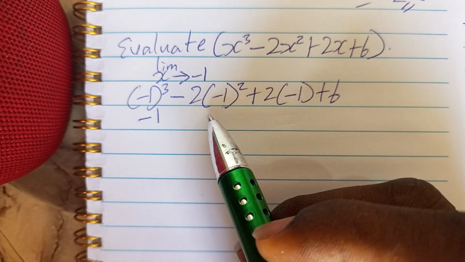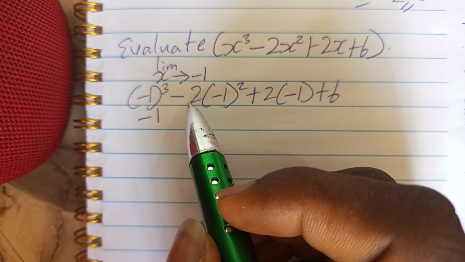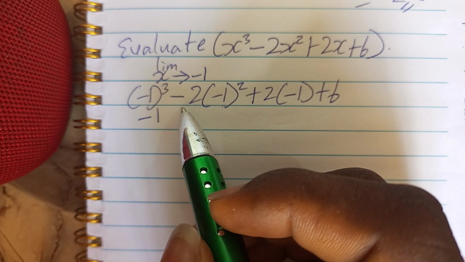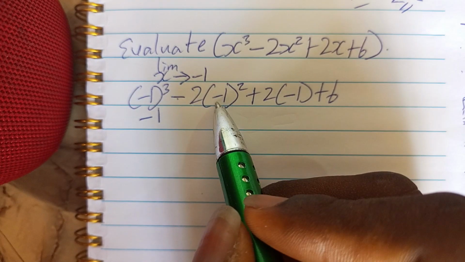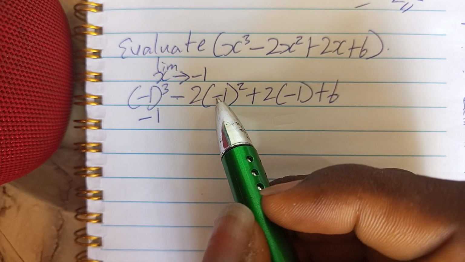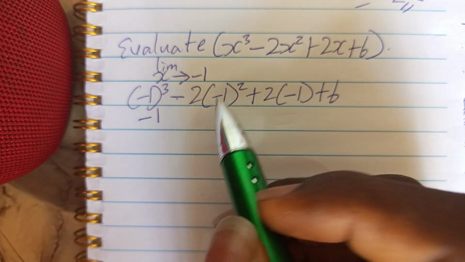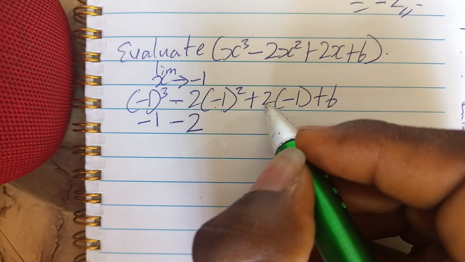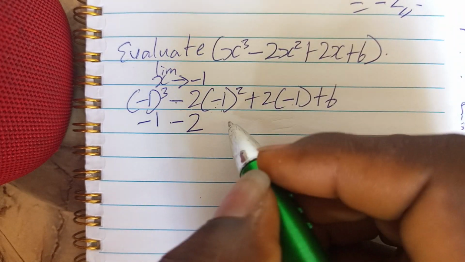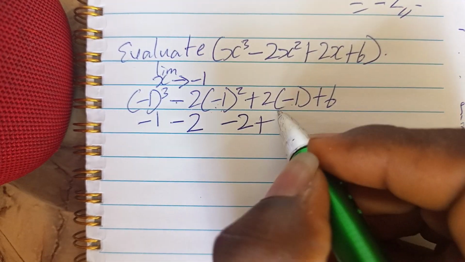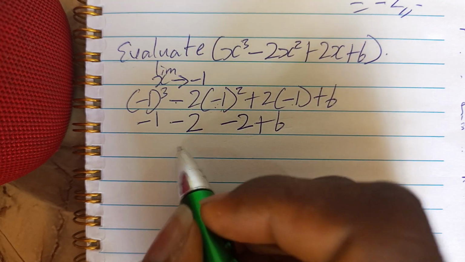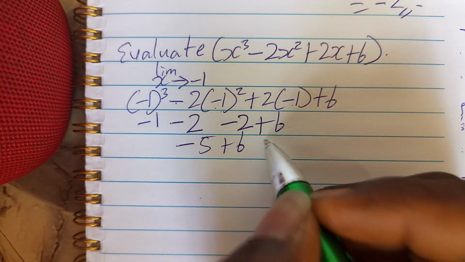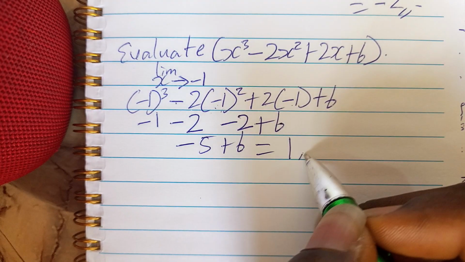-1 squared is +1, right? Times -2, making it -2. If you go straight up here and multiply, you're going to get plus, but it's minus. Alright, -1 squared is +1 times -2, makes -2. Then this is +2 times -1, this is -2 again, plus 6. So -1 minus 2 minus 2 is -5, plus 6, which should give us 1.